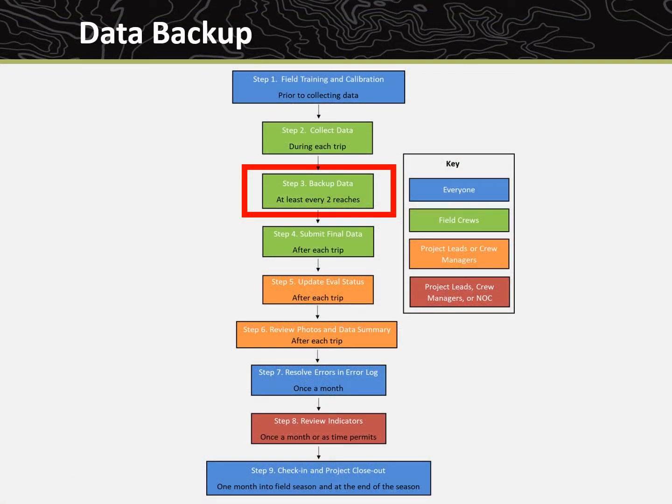First, we will discuss data backup. The crew will need to back up both SARA and Collector data as frequently as possible, but at a minimum after every 2 reaches. This will allow data recovery if, for example, the iPad is lost or stolen. Uploading files to Teams or external backup USB drives can be used as alternative backup methods until better internet can be obtained or if any issues occur with the SARA or Collector backup processes.